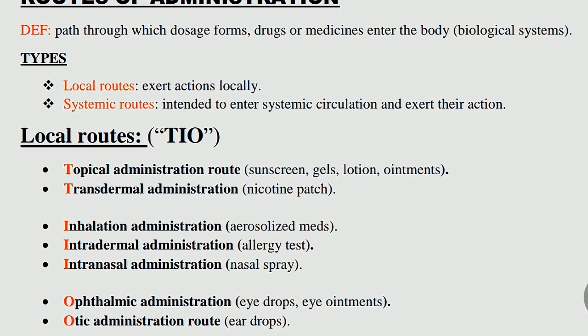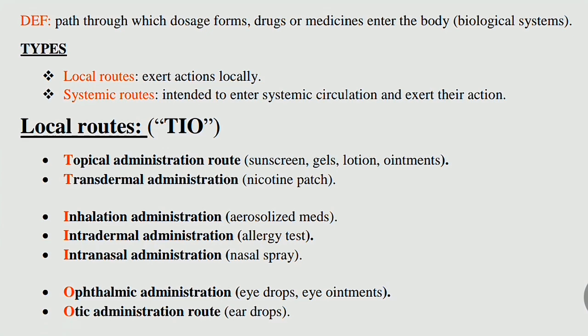an administration route. So there are two types of administration routes. The first type, we have local routes. So when we say a local route, it is a route of administration that exerts its action locally, like on the same area you apply, that's where the action will be exerted. And then we also have systemic routes. So for systemic routes, they somehow have to make their way to systemic circulation first before they exert their action. So those are our two administration routes.